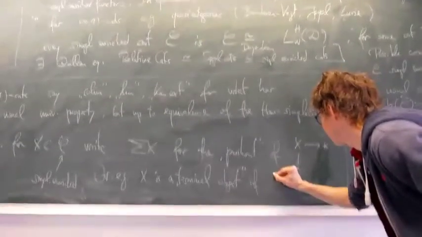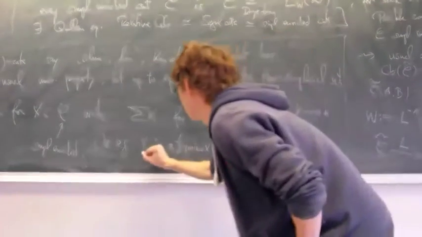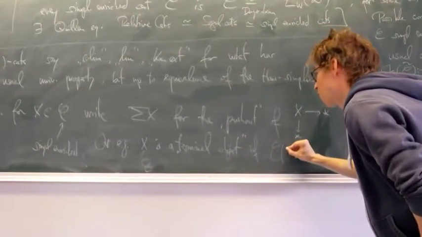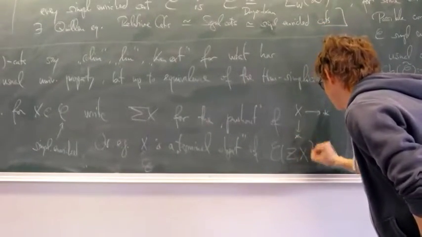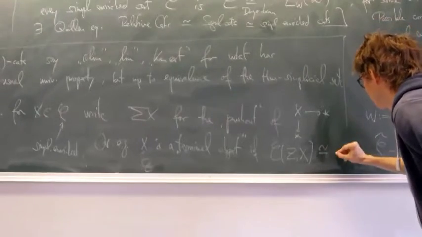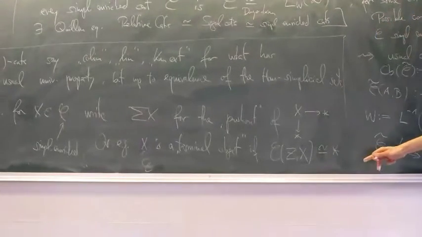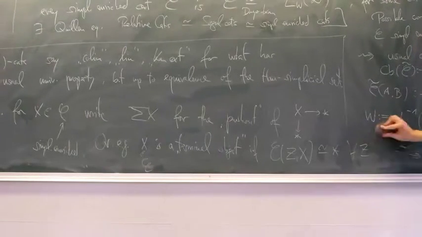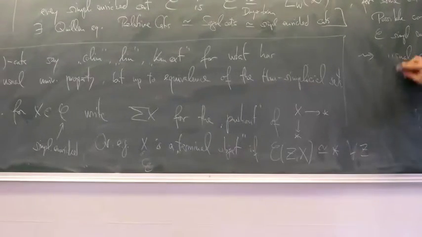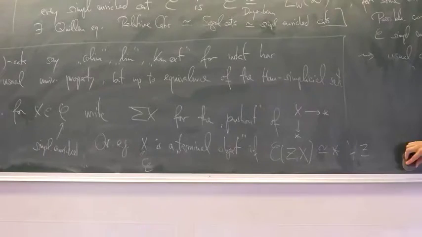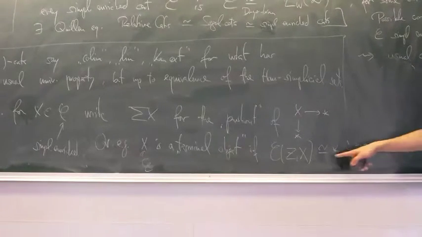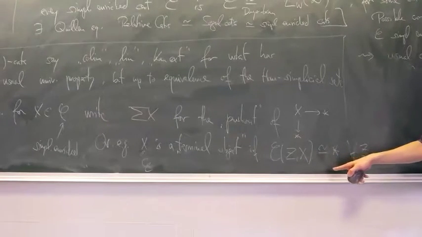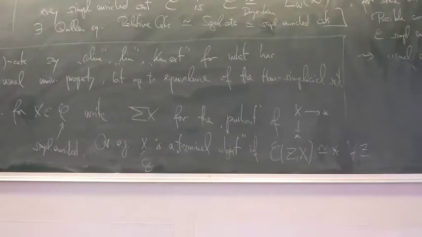So that means C of Z to X is totally equivalent to a 1-point space for all Z. If this really was an isomorphism, then it would be an actual terminal object. Now I work up to equivalence. So that's the spirit here.